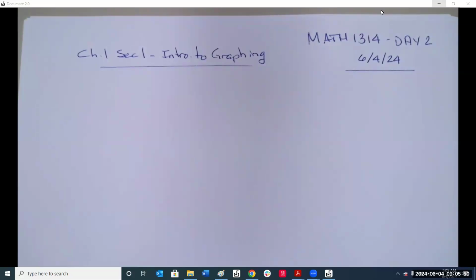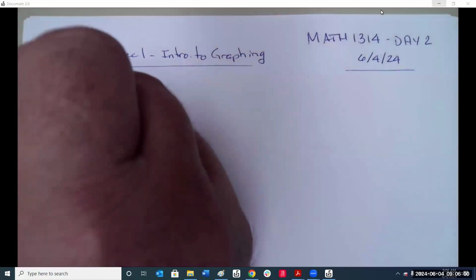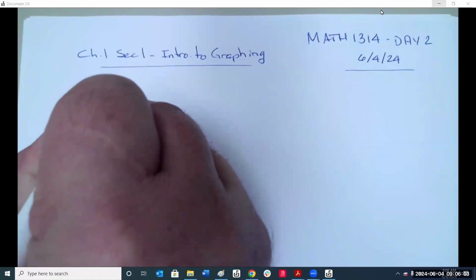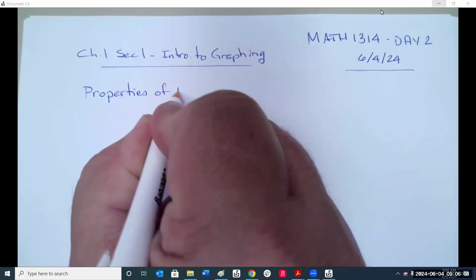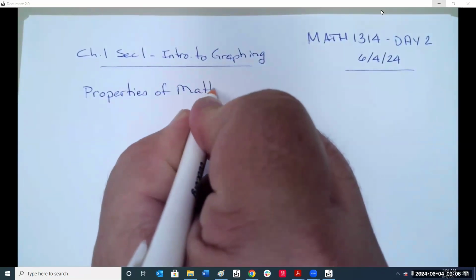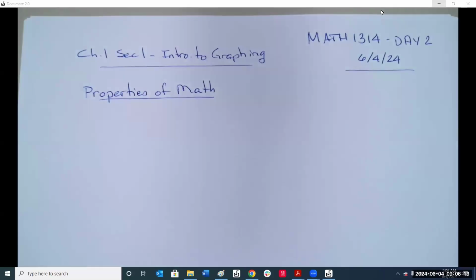So what we have to do now is start with the basic rules and discussions and move up from there. So even before what the textbook talks about, we have to talk about the properties of math. The properties of math tell us what we can do. The order of operations tells us when we should do it.